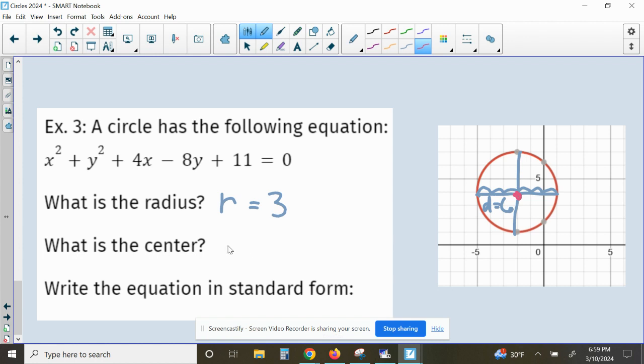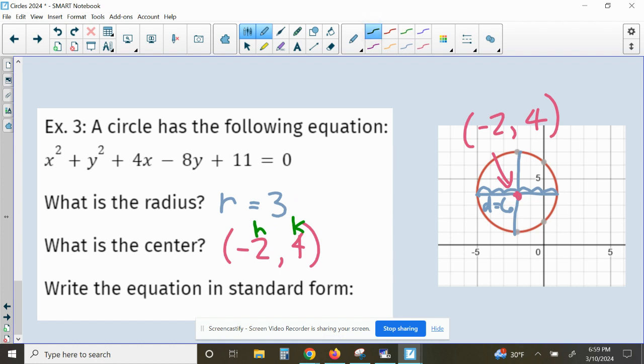Okay, what is the center? So the center point is that pink dot, which is back 2 and up 4. So the center is going to be -2, 4. And that's going to give us our h and our k. So now we have our h and our k and our r. So we're going to write our equation in standard form.